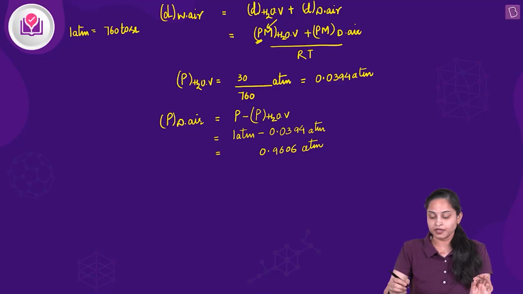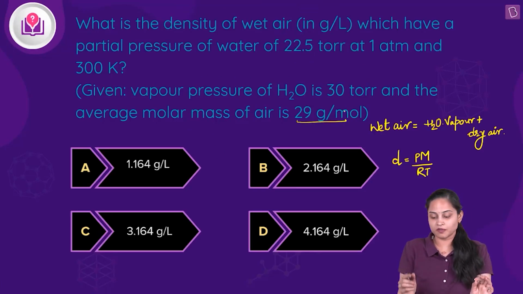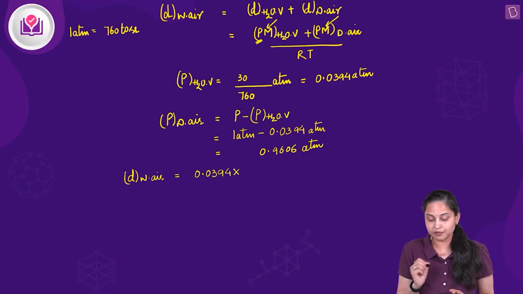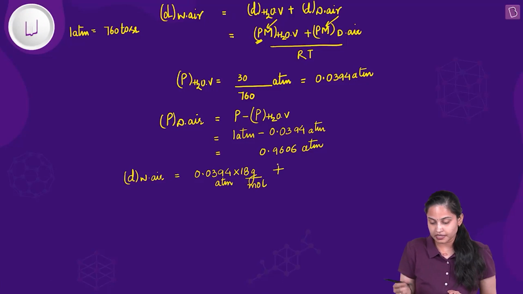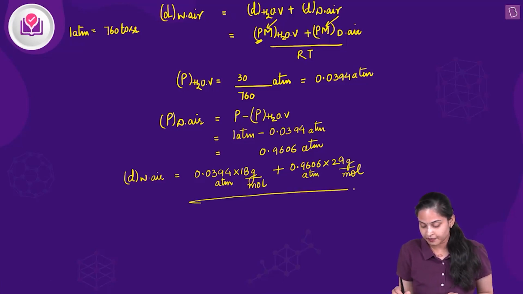Substitute the values over here, because we know the molar mass of water is 18 grams per mole, and the molar mass of dry air has been given to us as 29 grams per mole, the average molar mass of dry air. So the density of wet air will be equal to the pressure of water vapor, 0.0394, multiplied by the molar mass of water, 18 grams per mole, plus the pressure for dry air, 0.9606 multiplied by 29 grams per mole, divided by R into T.